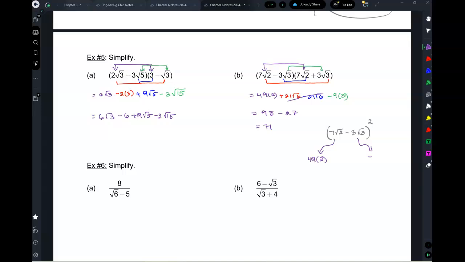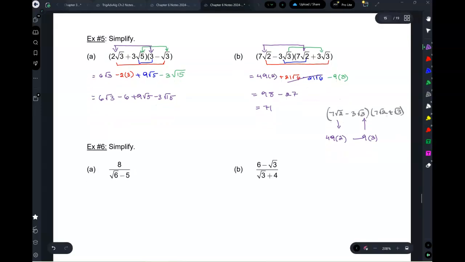What would that be? Oh, sorry. I wrote it wrong. It's A minus B, A plus B. Right? So you square the first one, you square the last one, and then just subtract, right? Minus in the middle. And that would have had less steps.